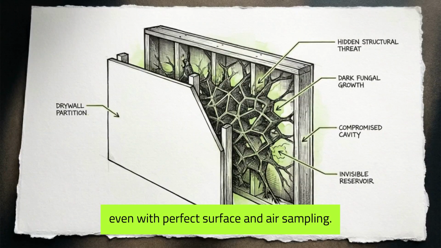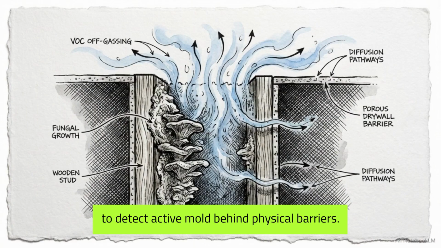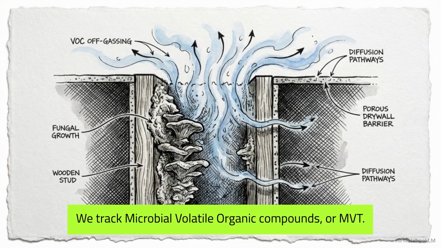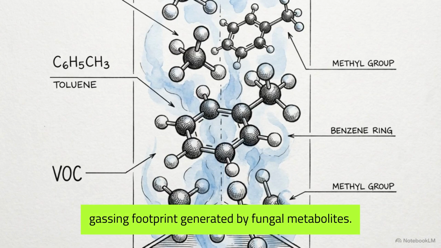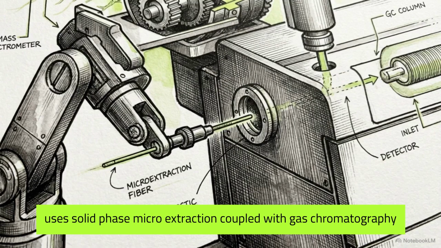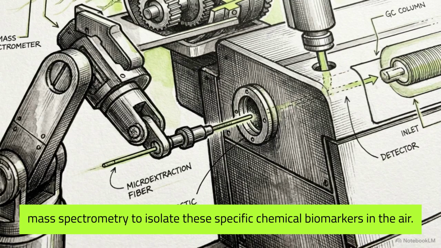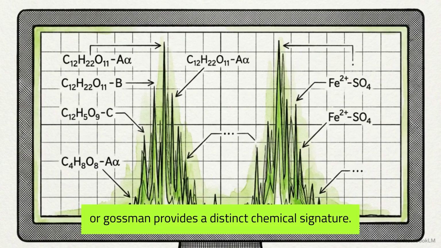Even with perfect surface and air sampling, visual inspections routinely miss severe hidden reservoirs trapped inside wall cavities. To detect active mold behind physical barriers, we track Microbial Volatile Organic Compounds, or MVOCs. This is the invisible chemical off-gassing footprint generated by fungal metabolization. Advanced chemical reconnaissance uses solid-phase microextraction, coupled with gas chromatography mass spectrometry, to isolate these specific chemical biomarkers in the air. Detecting precise compounds like dimethyl disulfide or geosmin provides a distinct chemical signature.